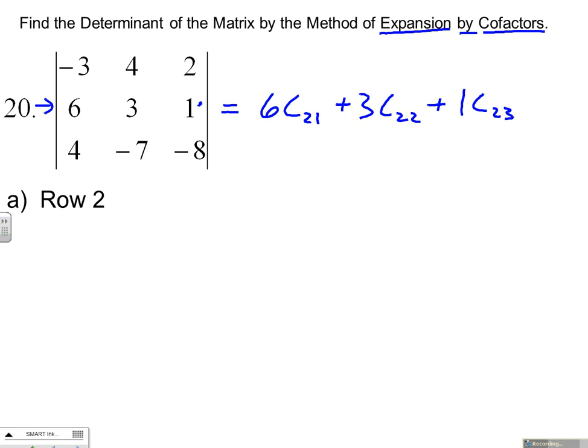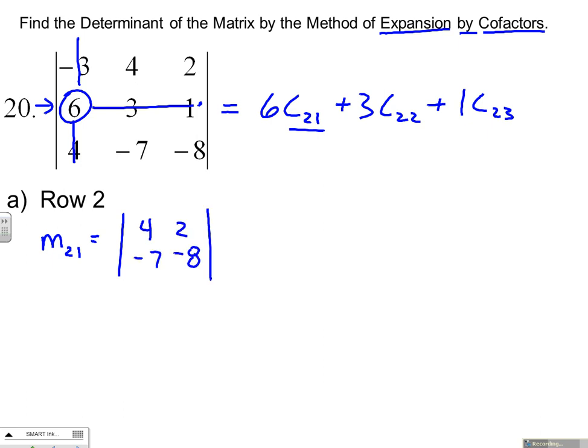Okay, so cofactors are based on minors. So here's the deal on minors. I need to find my minor to go with cofactor 2-1. To find it, I need to find minor 2-1. To find minor 2-1, here is the process. I go to entry 2-1. I eliminate its row and its column. And the remaining determinant, what's left, is 4, 2, -7, -8.